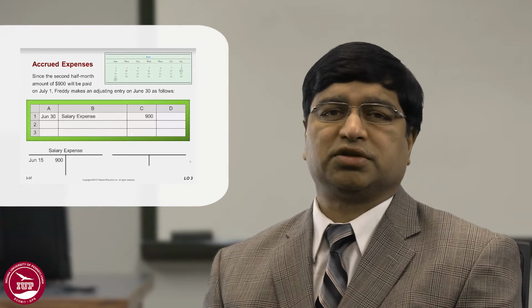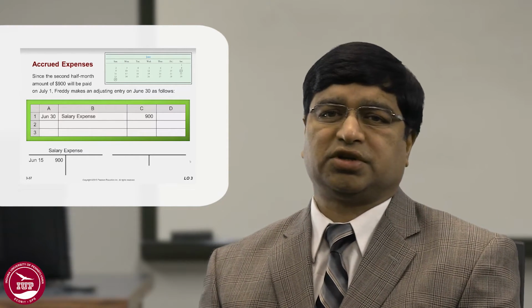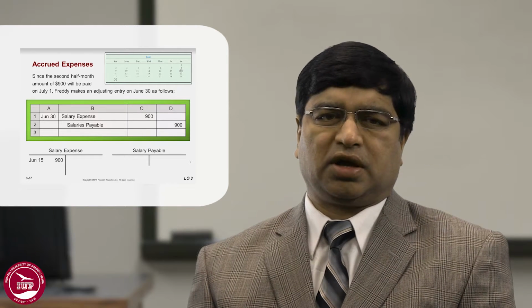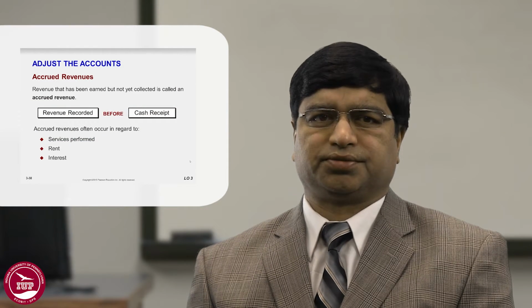Next, the remaining $900 will be paid on July 1, but you have to make the entry on June 30th. On June 30th, you'll record that expense, or recognize that expense that has taken place in the month of June, which will be salary expense debited for $900 and then salary payable, a current liability, credited for $900.